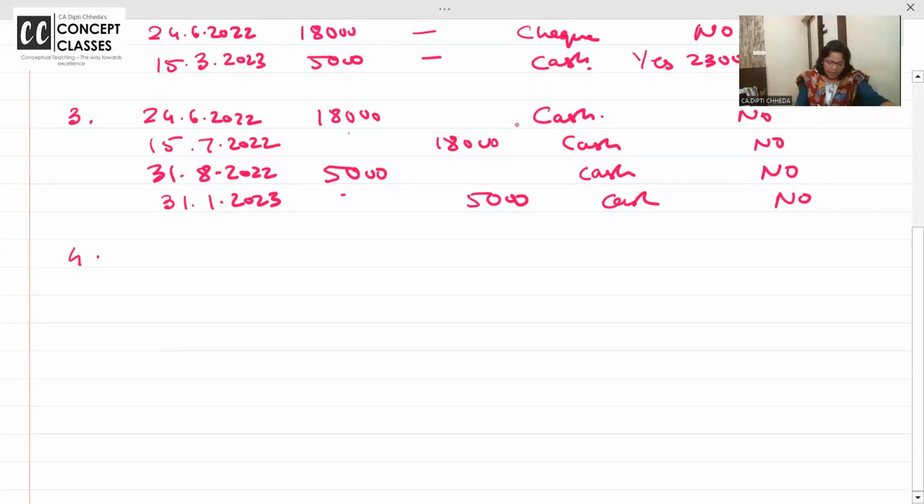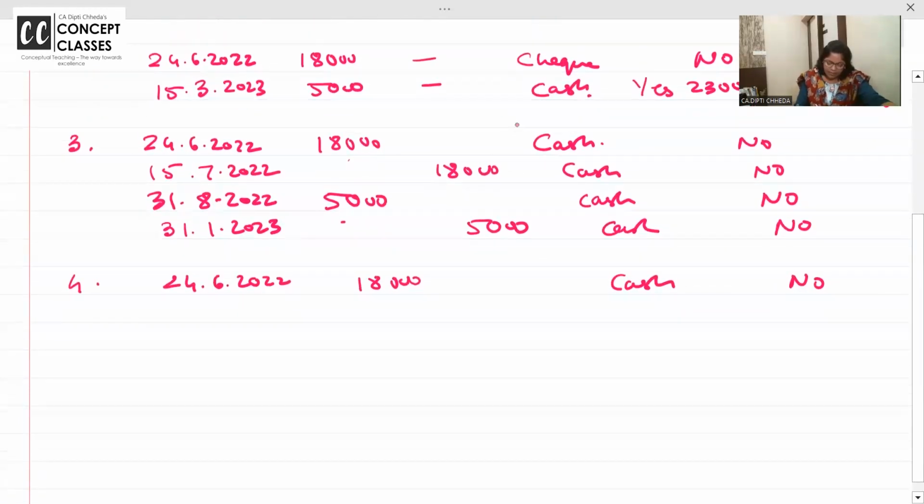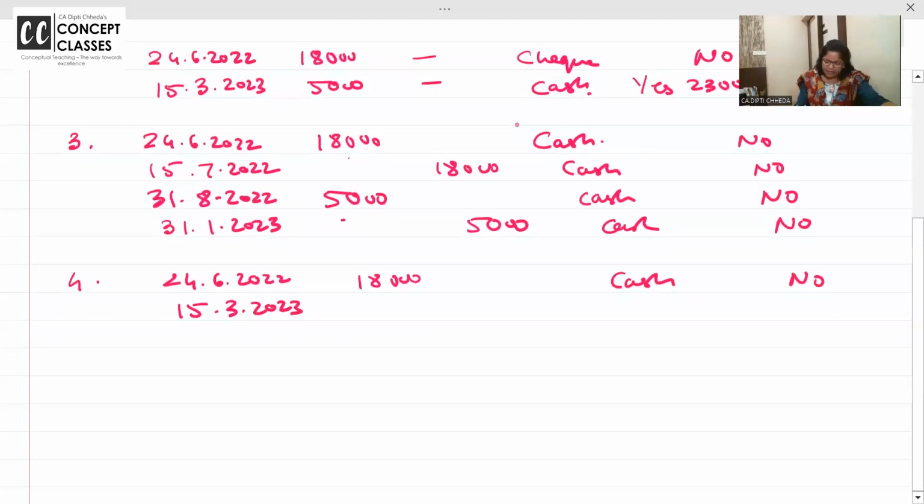Okay, one more last example. Let us take 24th June 2022 को 18,000 loan taken in cash. Is it violated? No. Again, 15th of March 2023, 5,000 loan. I'm just taking same figure actually for all the examples. We can take different figures. 5,000 you have taken by check. 18,000 you took cash. Next 5,000 from the same party you took check. Have you violated? No.